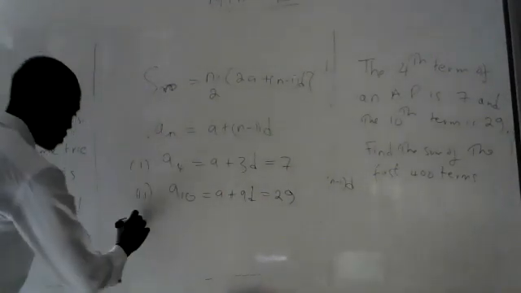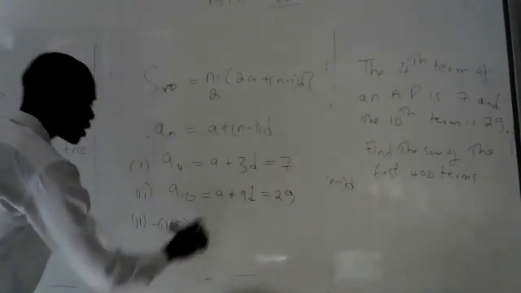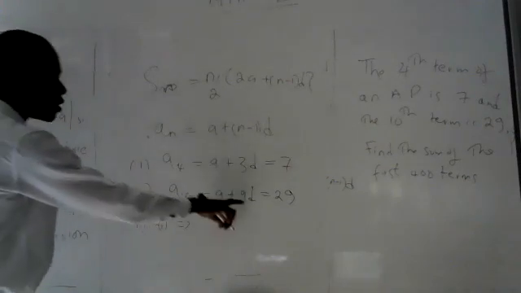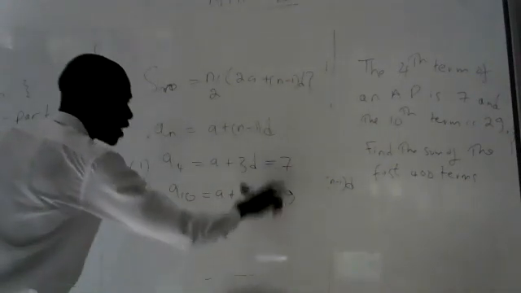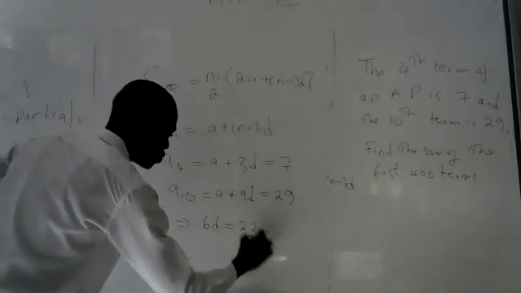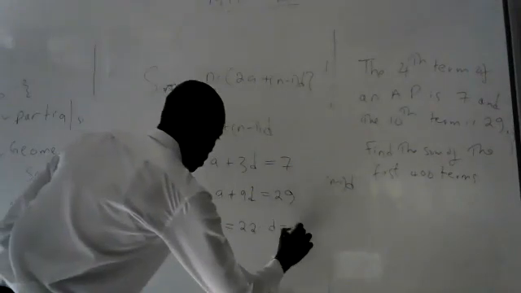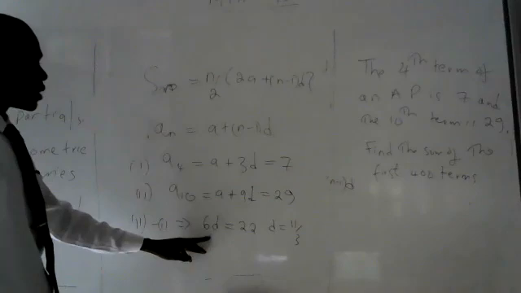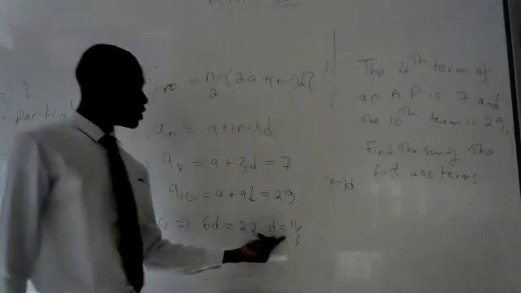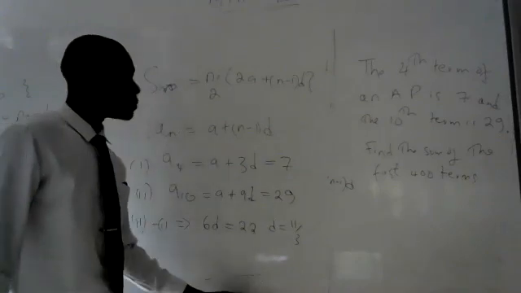If you subtract equation 1 from equation 2, we get that a minus a is 0, 9d minus 3d is 6d, 29 minus 7, that is 22. And then from here you can find d. So d is just 11 divided by 3, which is 22 divided by 6. Now once I have d, I can put it in any of these equations and find a.